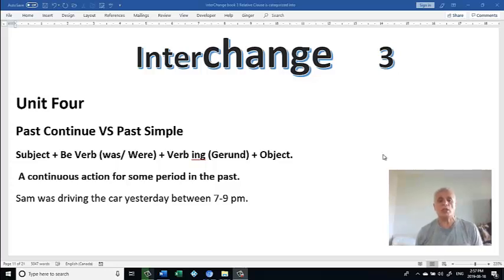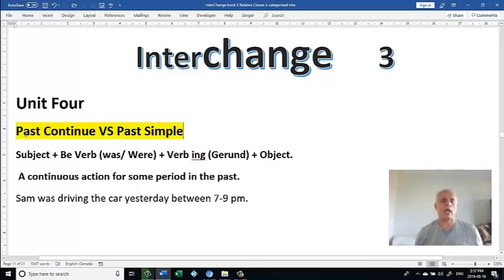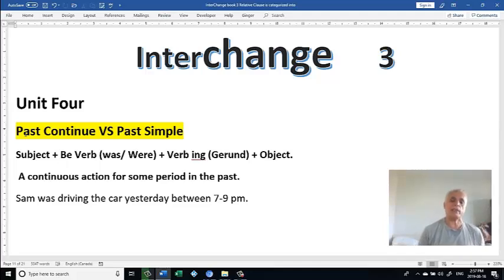Let's continue with Interchange 3. We have Unit 4. We have past continuous versus past simple. We know past continuous means anything continuing for a period of time in the past. Past simple is anything that happened maybe one time in the past.